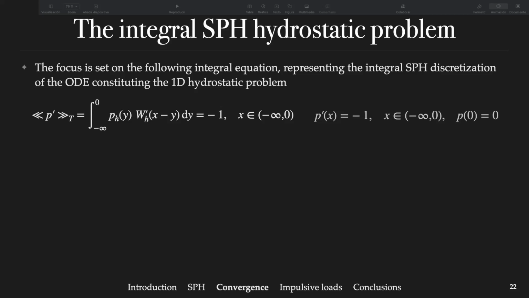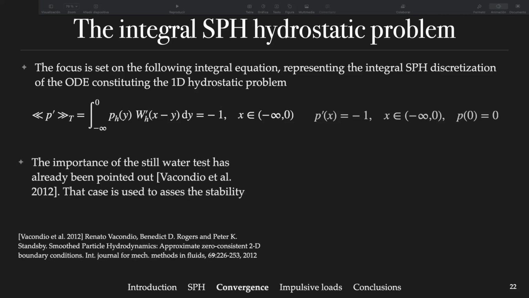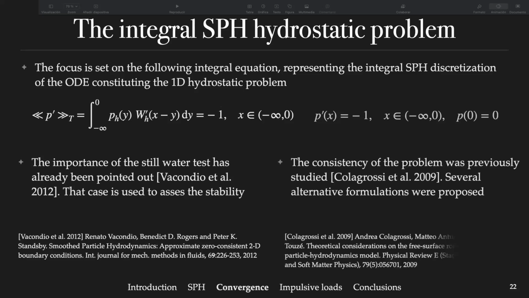The integral SPH version of this problem is given by the integral equation on the left. Regarding this problem, the SPH problem is also relevant because it is linked to the still water tank test that is commonly used in SPH in order to assess the stability. Also regarding the consistency, I'd like to mention the results by Colagrossi and collaborators, who showed that using this precise form of the pressure gradient operator is inconsistent. In this work, they proposed several alternatives, but I will focus in any case on this version of the operator, because the other alternatives presented several difficulties when studied using Fourier transforms.